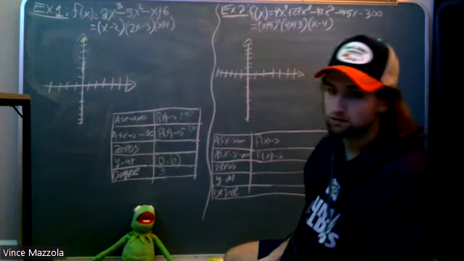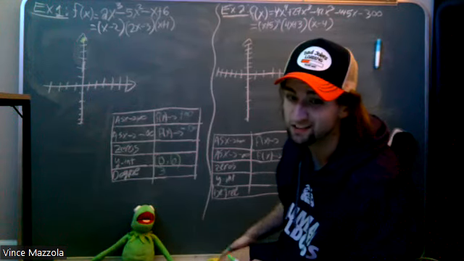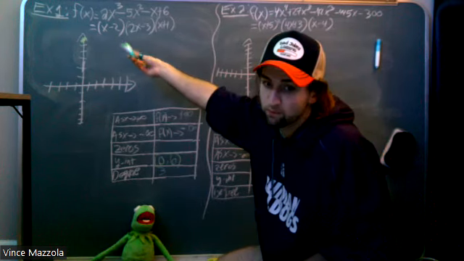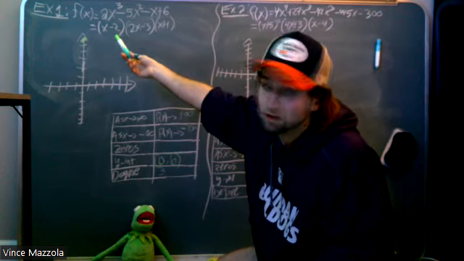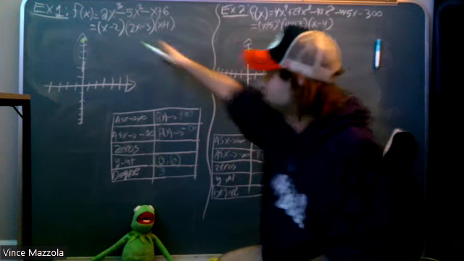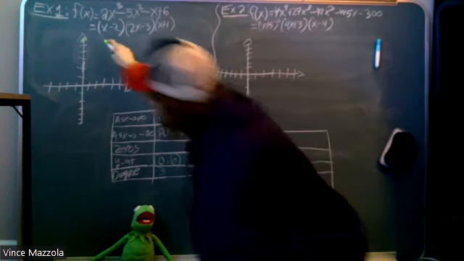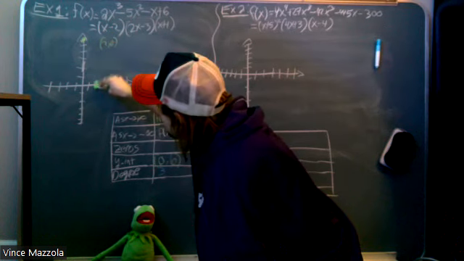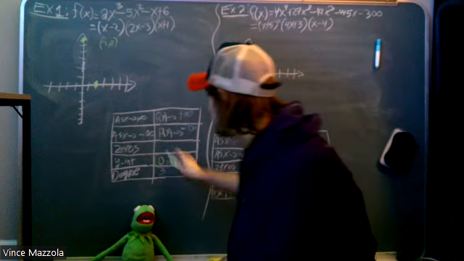And then zeros. Zeros are x-intercepts. And the best way to find them is to look at the factored form. What can you plug in and get 0 here? Well, I know that 2 minus 2 gives you 0. So one of your zeros is (2, 0). So you could also plot them out right here while we're at it. But (2, 0).